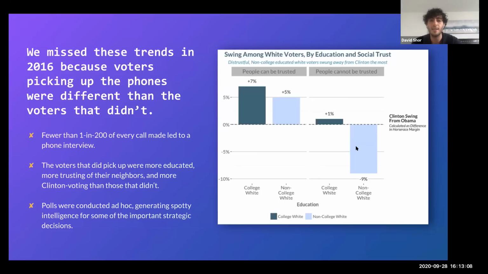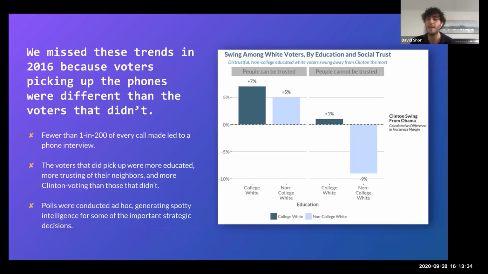And so, what you can see is this bucket over here is the surveys that we all saw, but there was this missing 20% of the electorate or so that was low social trust and wasn't answering surveys, and they swung heavily against us. And because they weren't taking surveys, we didn't even know. And so, low social trust people have always answered surveys less.